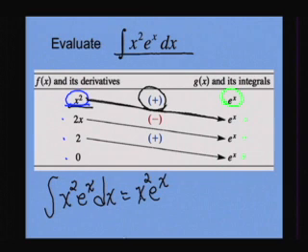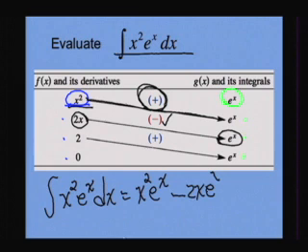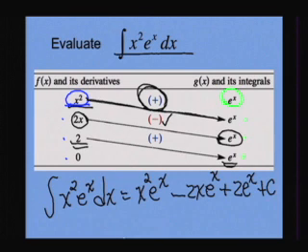And it's positive with that positive sign. Then we're going to have minus, because of the minus sign there, the product of 2x and e to the x. So minus 2x e to the x. And then I'm going to have plus 2 e to the x. And of course, because it's an indefinite integral, I have my plus c to add on at the end.